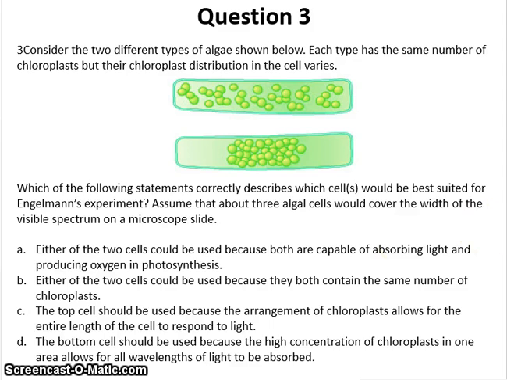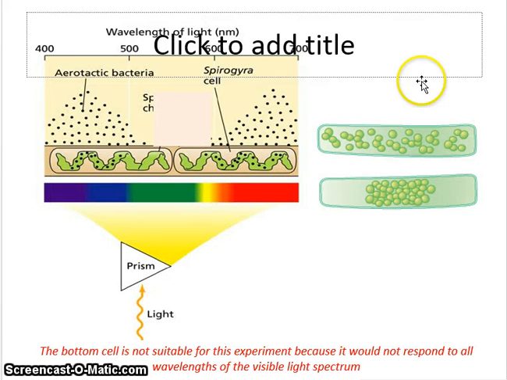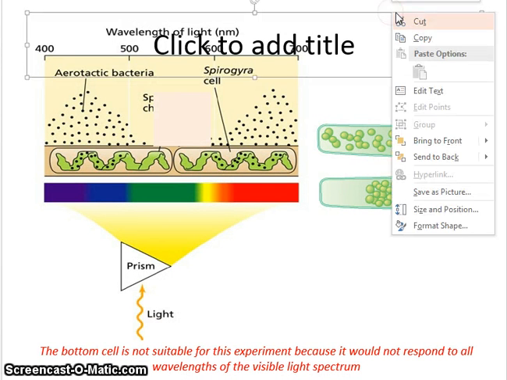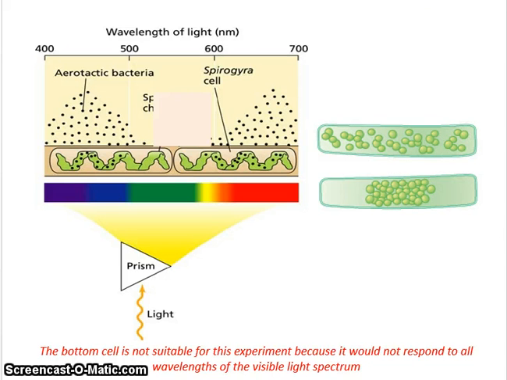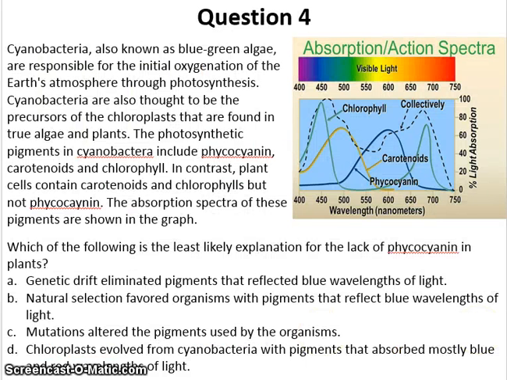Stuff that we're going to review with this slide really quickly. I apologize for that. Let me get rid of that. Wavelengths of light. The bottom cell is obviously not suitable for this experiment. It wouldn't respond to all the different wavelengths of the visible spectrum because all those chloroplasts weren't available to be hit by the light. All right, sorry about that.